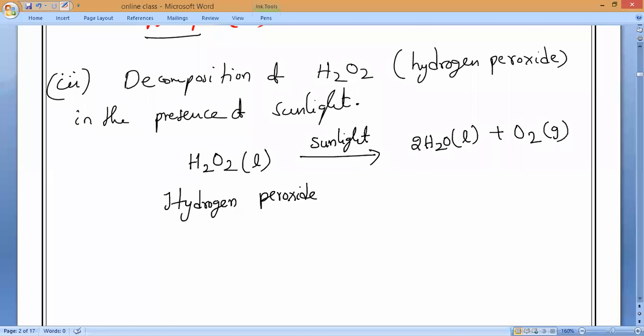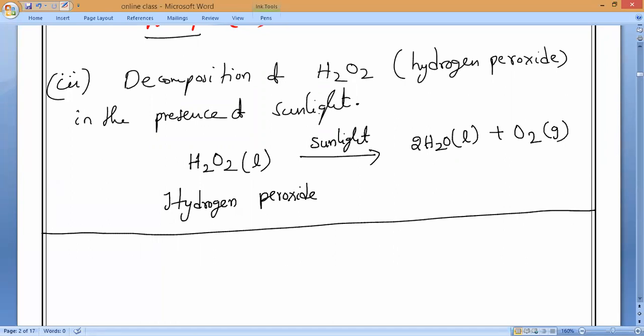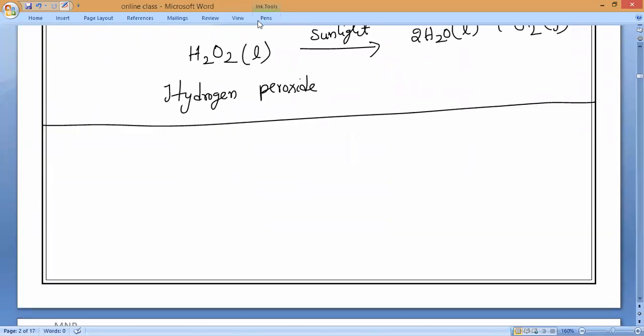Why I said this is very important: many times there is a chance of these decomposition reaction equations being asked. So that is why you have to study. Is it okay, guys? Yes, please. Clear? Everybody?